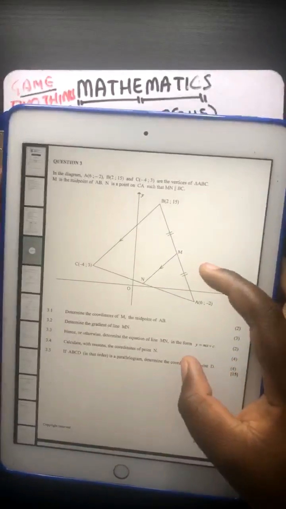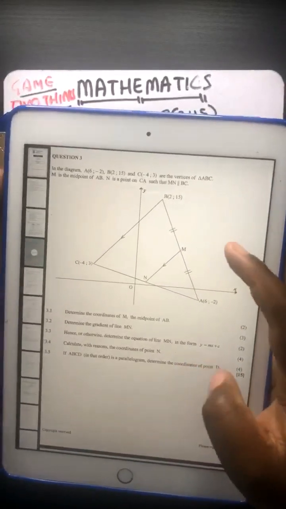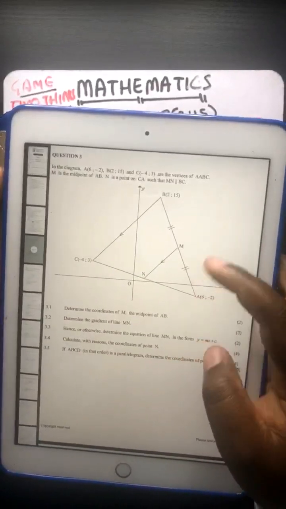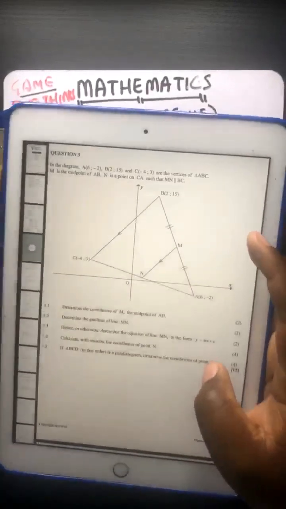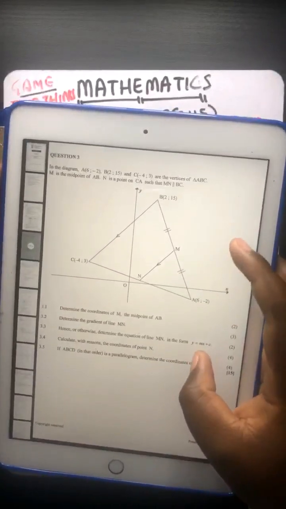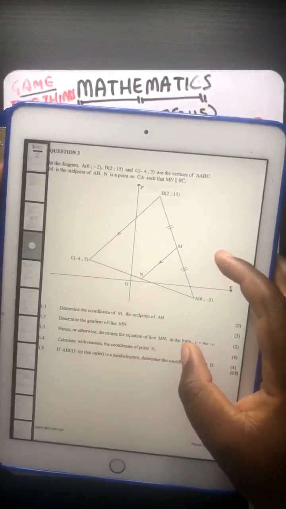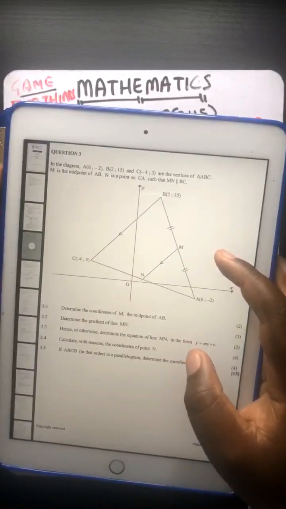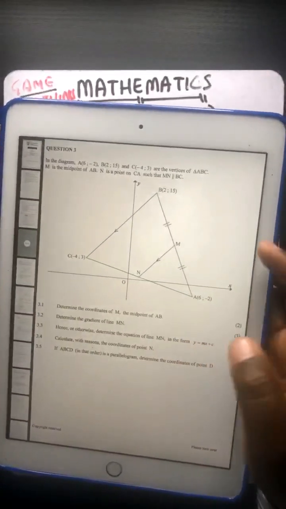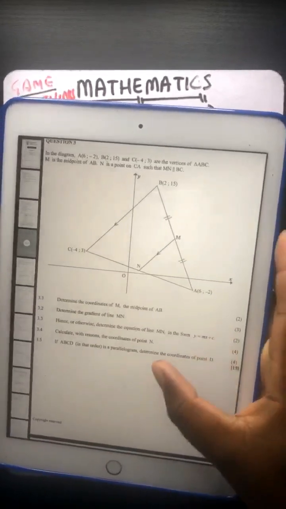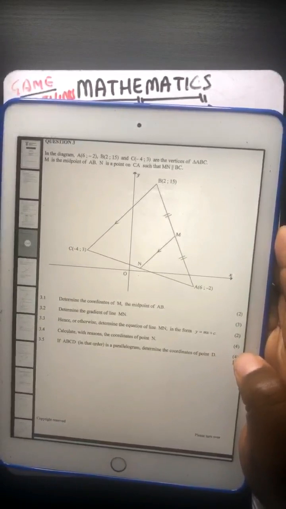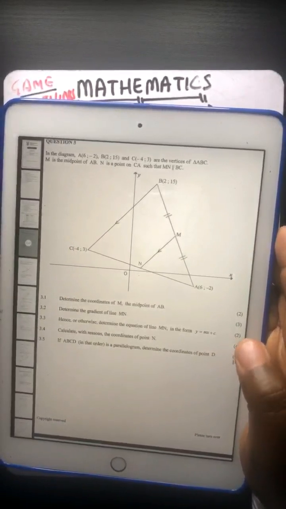So can you see, Moleboge? Because we have done it now, when you prepare for exams, you don't need to rewrite this thing. You just need to know what to do. That's what I'm saying. During exams, you're not given time to think, but you are only given time to write because they assume you've been doing all of this throughout the year. So now 3.4, calculate with reasons the coordinates of point N.